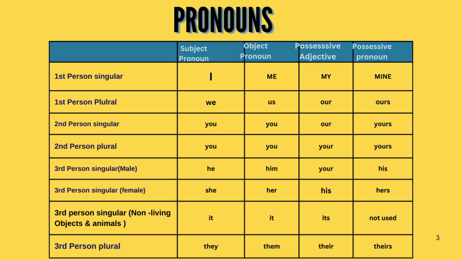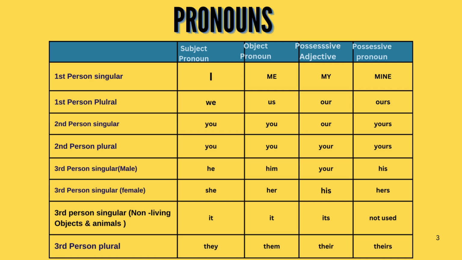There are many different kinds of pronouns used in English, as you can see in the chart given below. In the first column we have first person singular. The subject pronoun is I, the object pronoun is me, the possessive adjective is my, and the possessive pronoun is mine. The rest of them you can save for your longer usage.